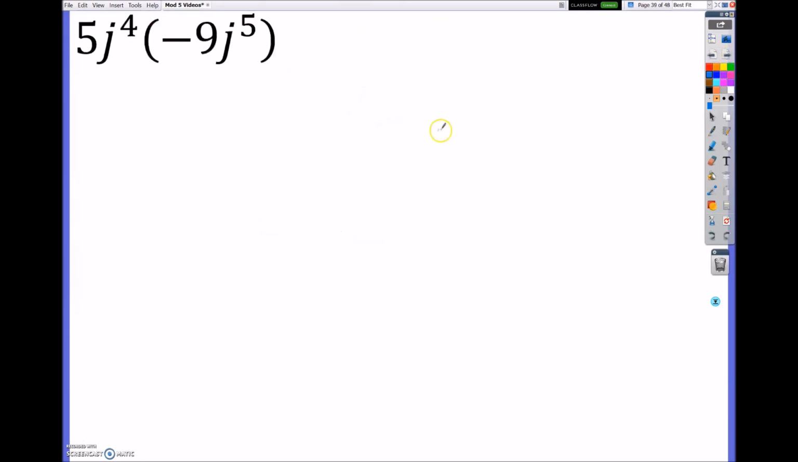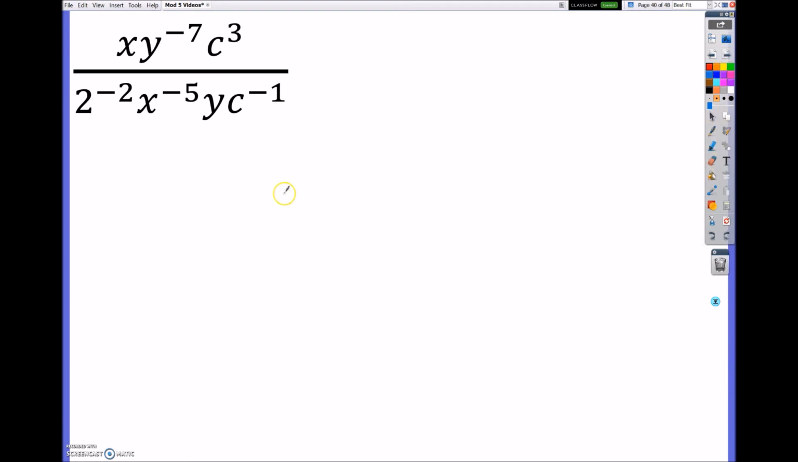All right, let's go and look at this one now. I do have negative numbers. Now remember, it's okay to have a negative coefficient or a negative number. It's not okay to have a negative variable. So I'm just going to treat this like normal. Negative 9 times positive 5 is just negative 45. I don't do any moving there. I look at my exponents now. I'm going to have j to the 4th times j to the 5th. That's just multiplication, so what I do is add the exponents to get j to the 9th. And then we're done.